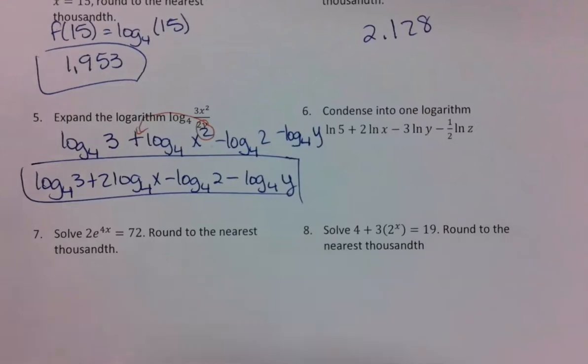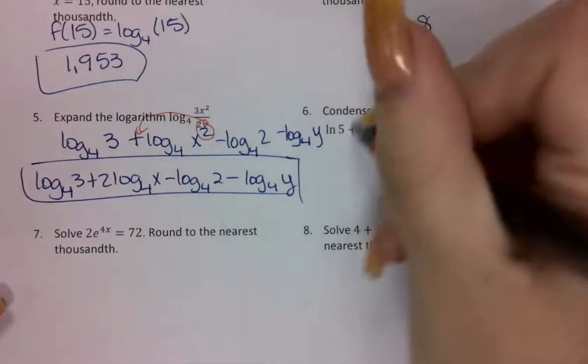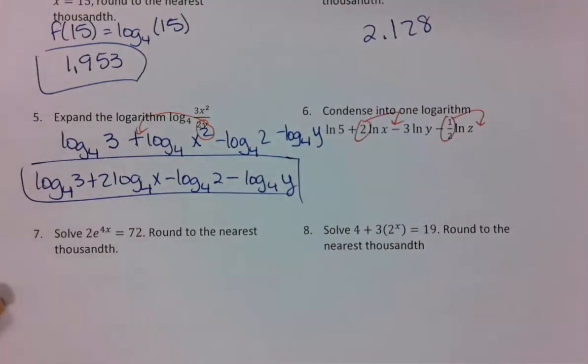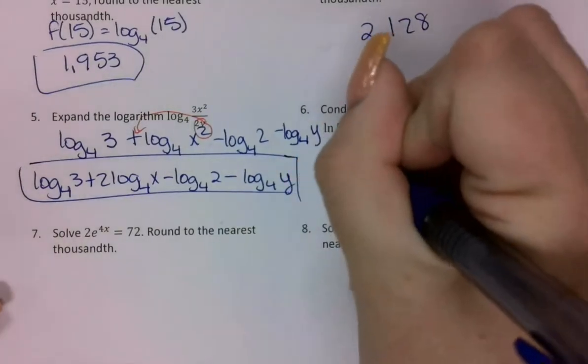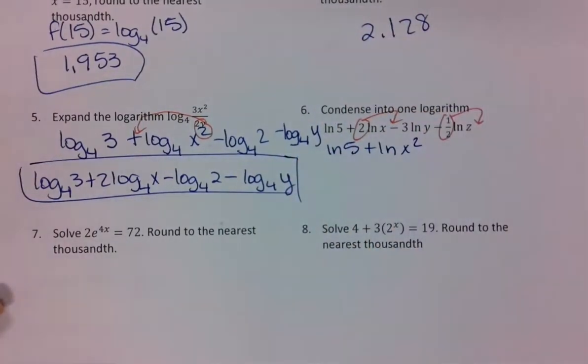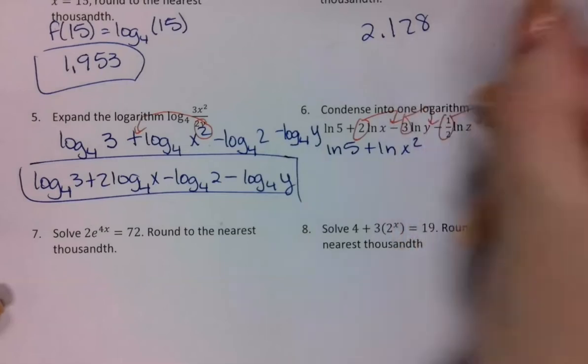Number 6 is going the opposite direction and wants me to condense into one logarithm. So I want to start off by putting my exponents back where they belong. So those two are going to move. Whenever I move the exponents, I move the number and I don't include the sign. So I have ln 5 plus ln x squared. Ooh, and I missed an exponent. That one's going to go there as well.